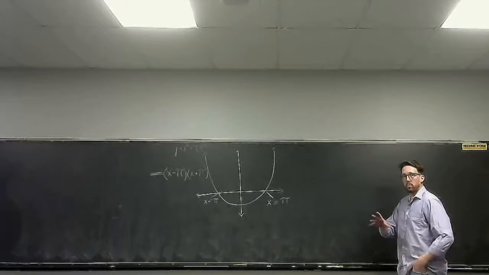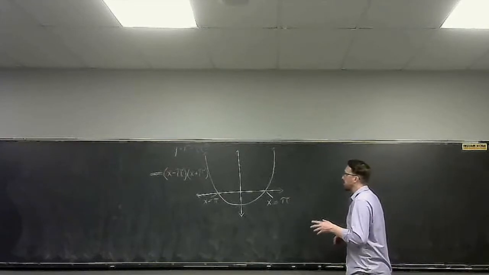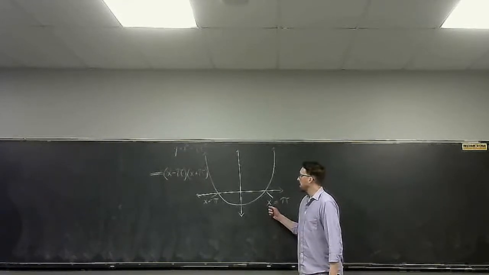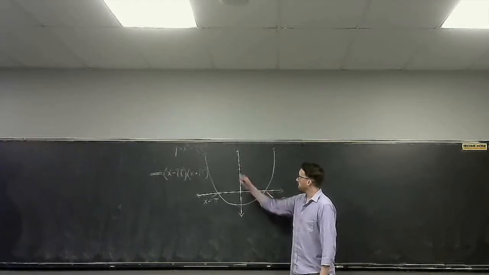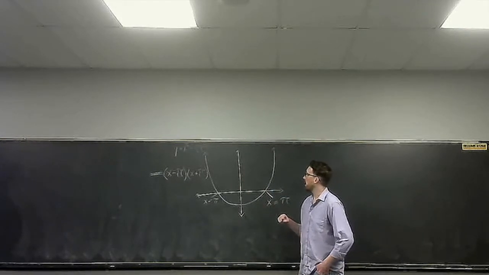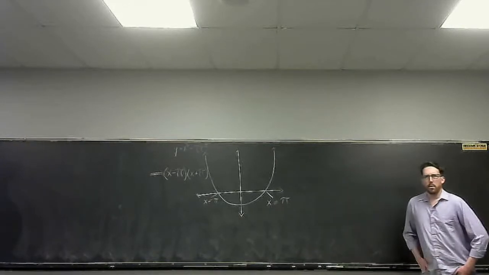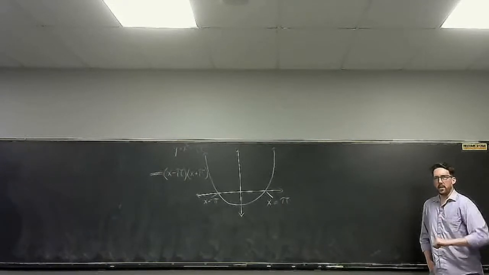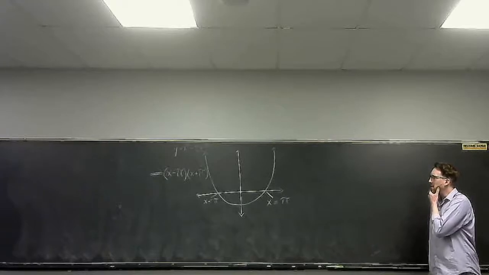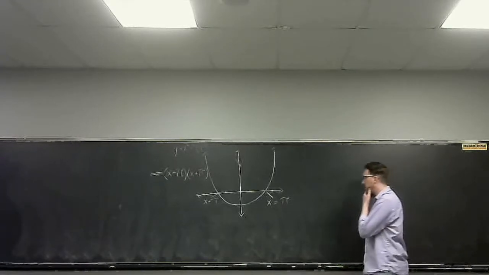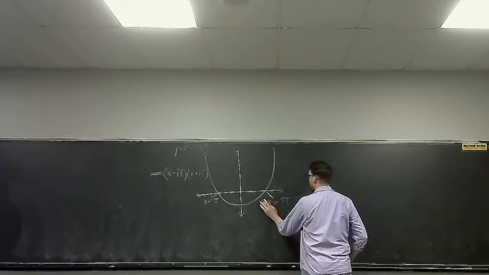let's just operate under the assumption that we don't know our roots of x squared minus pi squared are at negative pi and at pi. But we wanted to find them. So we look at it, and we look at it, and we come up with this idea.